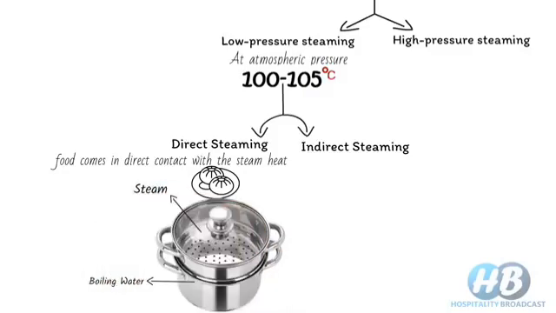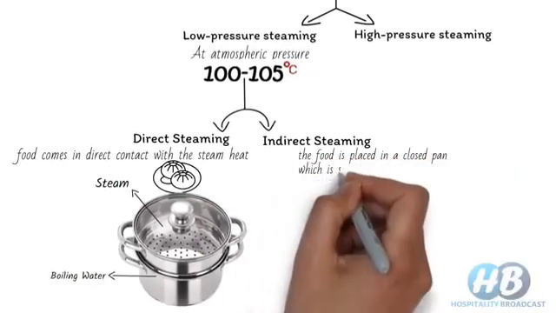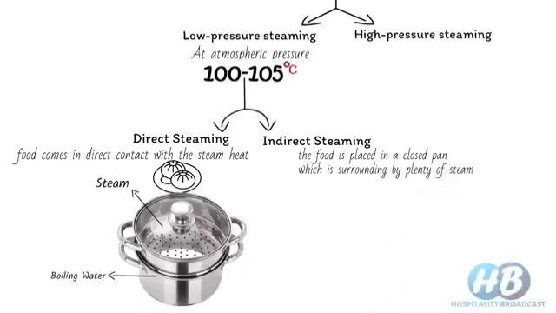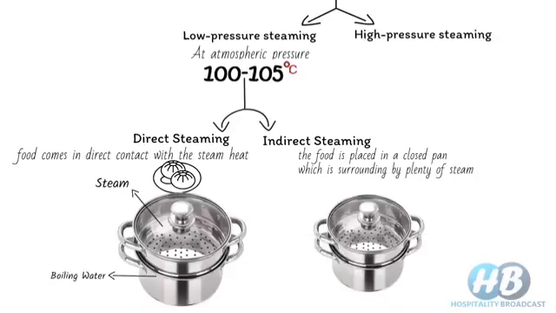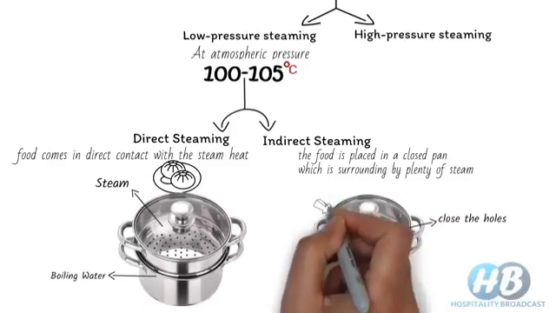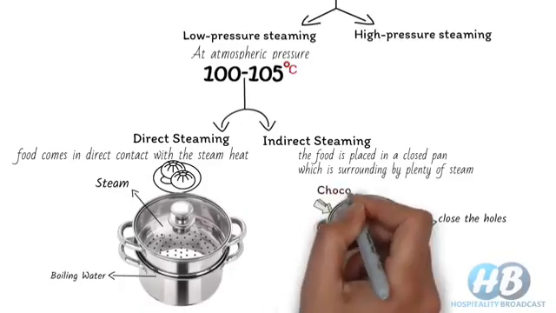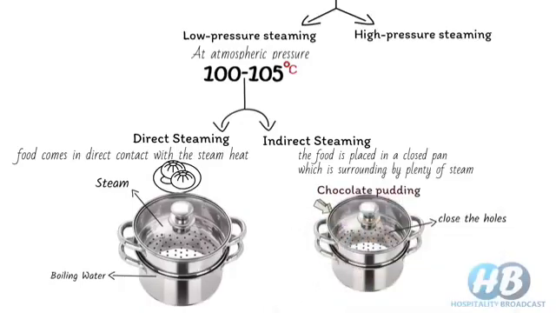Indirect steaming. Here, the food is placed in a closed pan which is surrounded by plenty of steam from the fast boiling water, and the food is protected from direct contact with steam to avoid water getting into the food. Take the same example we took in case of momos. If we close the holes of the upper compartment and close the upper lid tightly or with grease paper or aluminium foil, then it will not allow the steam to get in touch with the food that is placed in the upper compartment. A chocolate pudding is usually prepared this way.